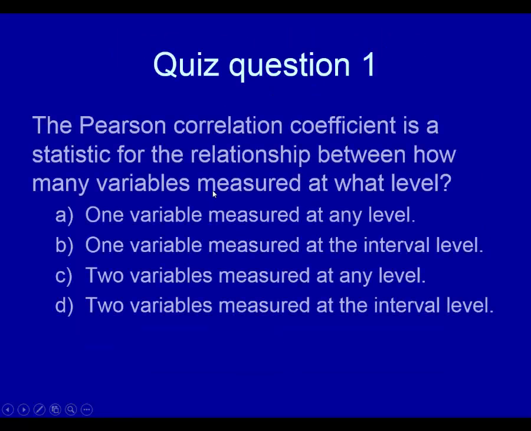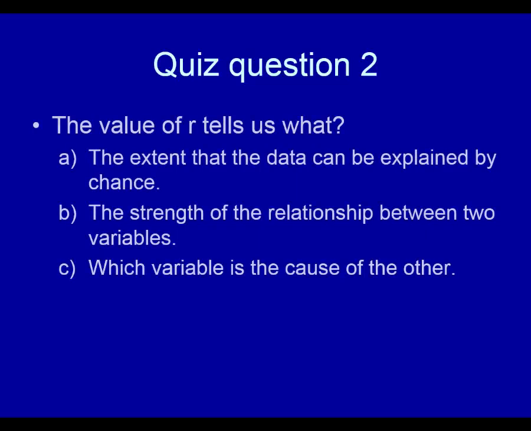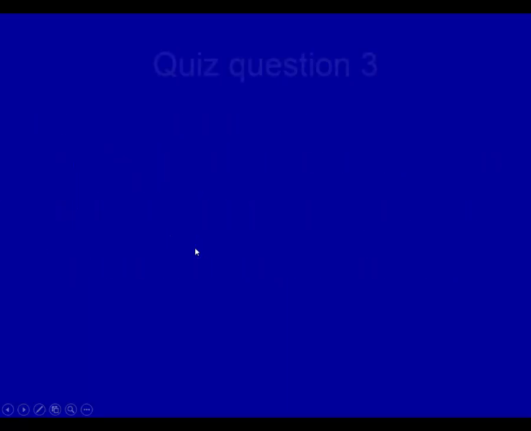Quiz question 1, hit the pause button and then come back to me after you review it. The answer here is the Pearson is D, two variables measured at the interval level. Here's question 2. You'll hit the pause button and then come back. The value of R tells us the strength of the relationship between two variables. Does not tell us either of those other things. The strength of the relationship. Chance is determined by the value of P.